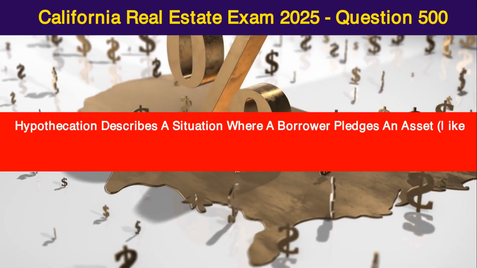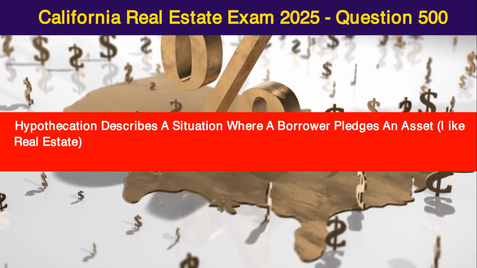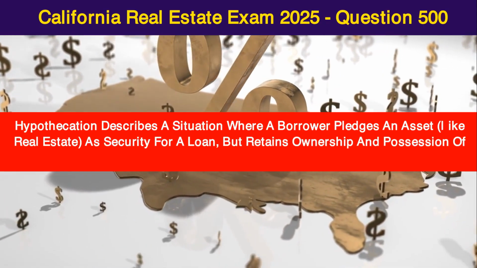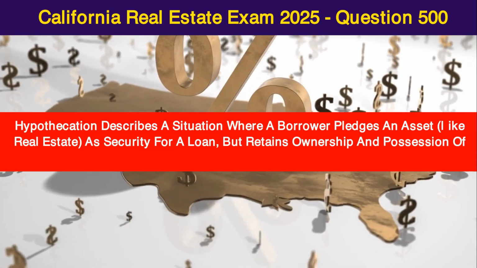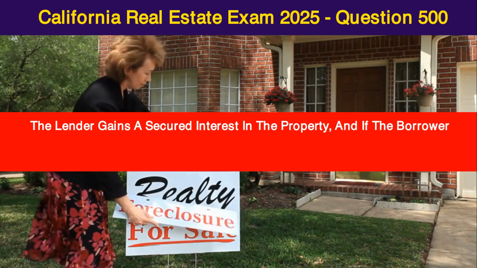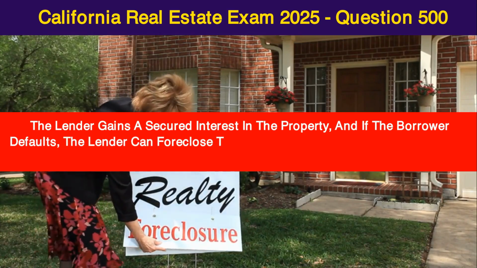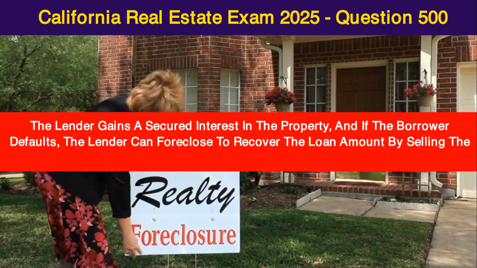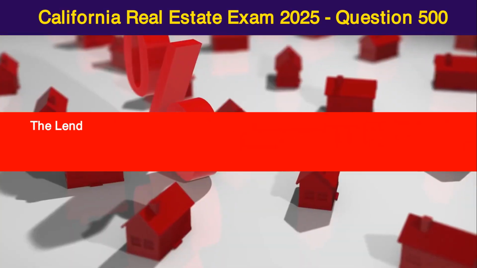Hypothecation describes a situation where a borrower pledges an asset, like real estate, as security for a loan, but retains ownership and possession of the asset. The lender gains a secured interest in the property, and if the borrower defaults, the lender can foreclose to recover the loan amount by selling the property.